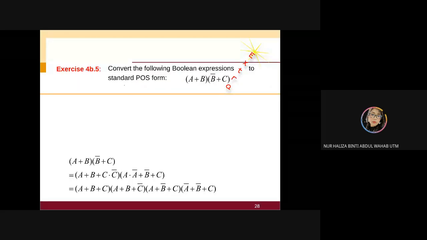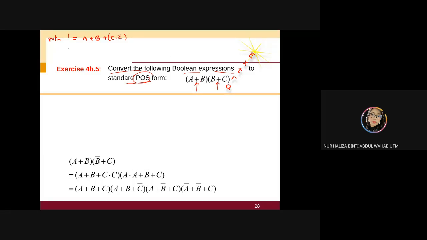Okay, you have another example. Convert the following expression to the standard POS. You have sum 1, sum 2. Term 1 is equal to A plus B. What you are missing here is plus C dot C bar, because this one is AB only, and you need another C.